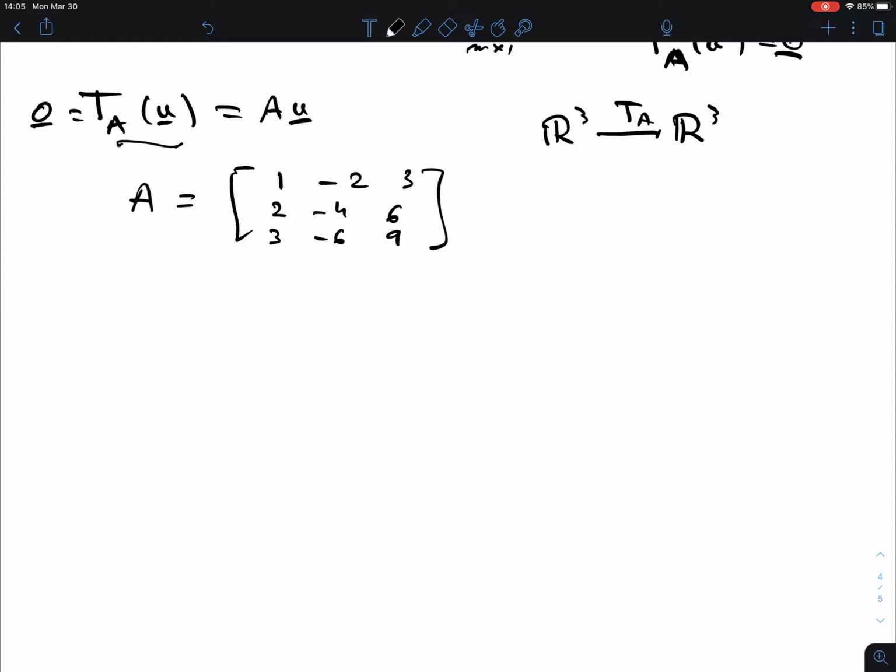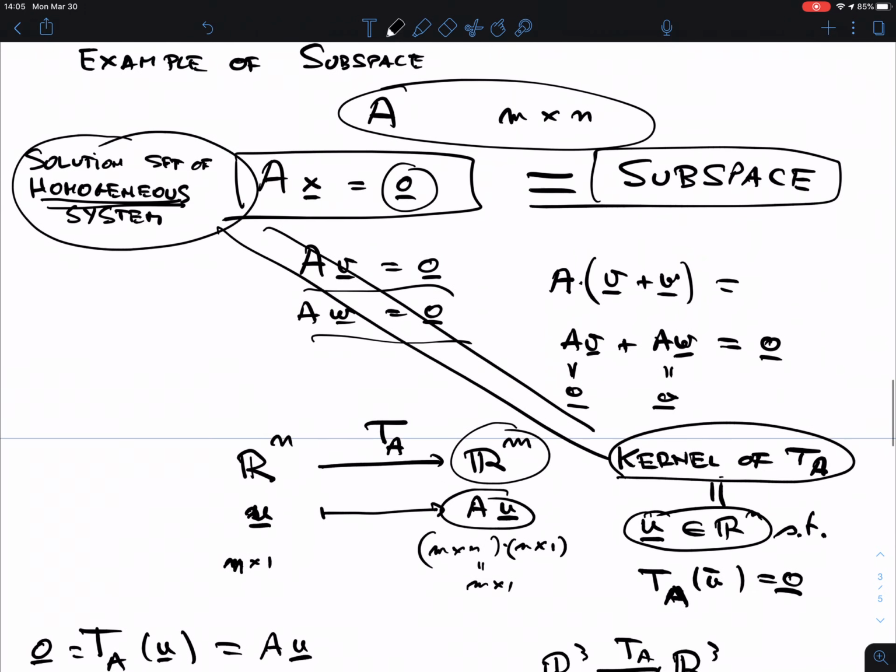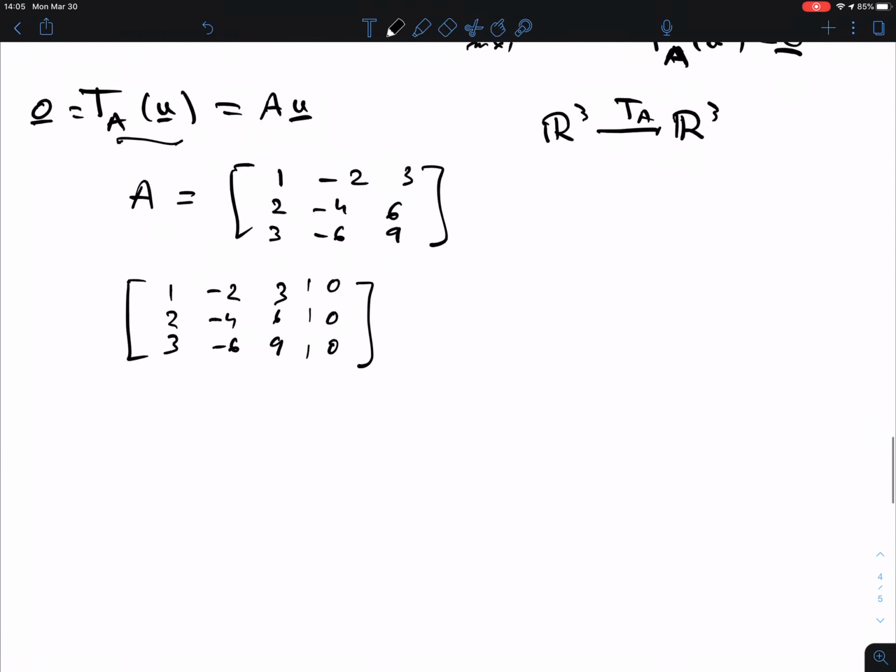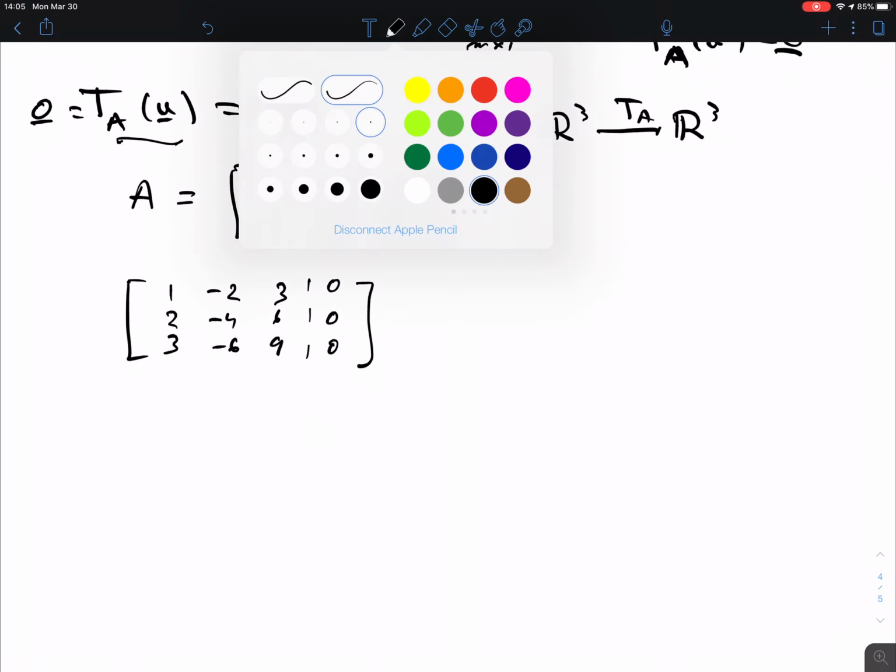Well, how do we find that? Remember, we take our matrix and we try to solve it. But now our column is just zeros because it's a homogeneous system of equations. I'm thinking of it in the original sense that I gave, the solutions of a homogeneous system of equations. Okay, so row operations, we go again.